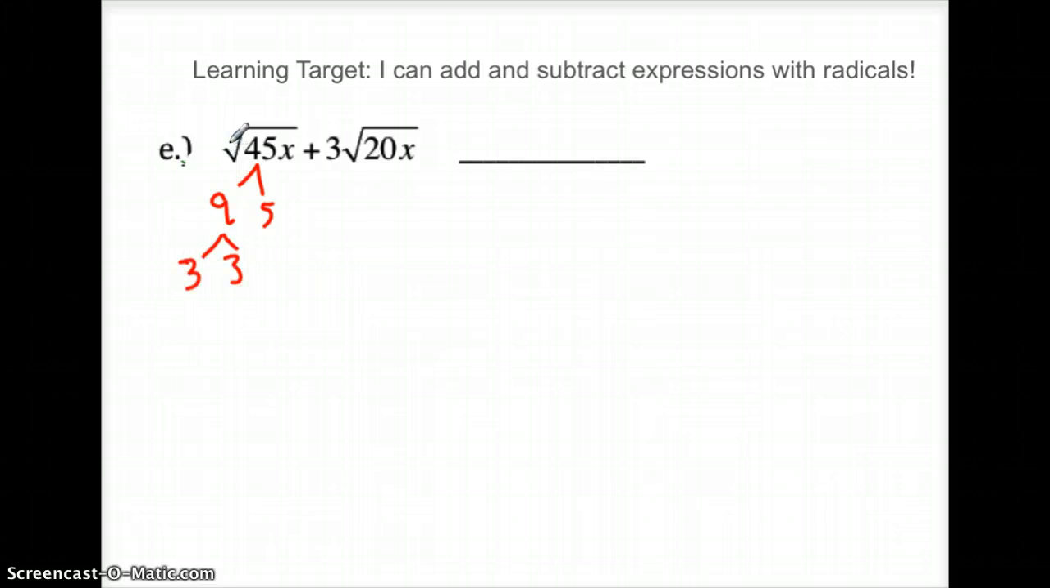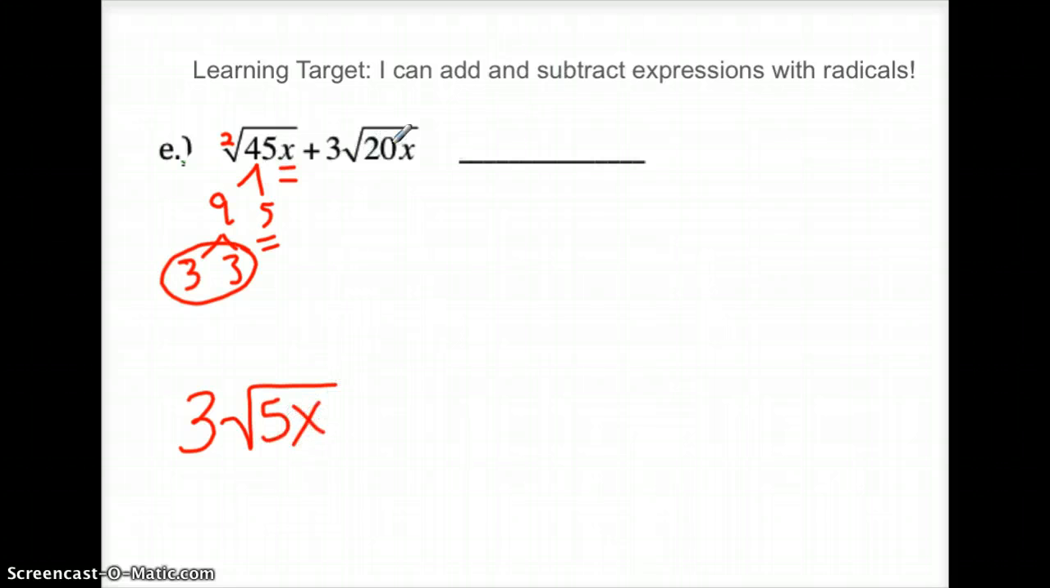3 and 3. And remember, it's a regular square root house, so I'm dealing with pairs. So a 3 will come out. What's left inside? A 5, and don't forget about that x. Now you might be thinking, well, 5x and 20x, those are different. Yeah, but I still can't draw a conclusion. I still need to factor this 20, and oh my goodness, look what happens.